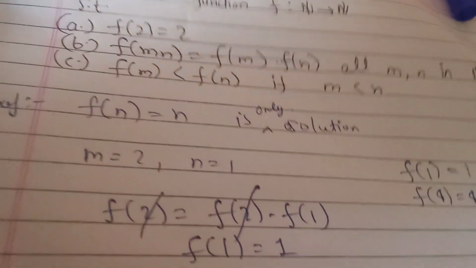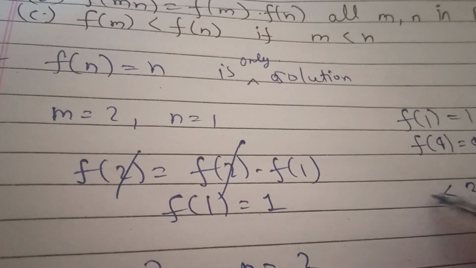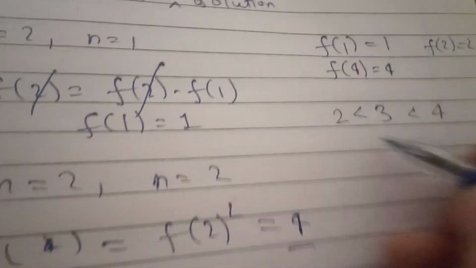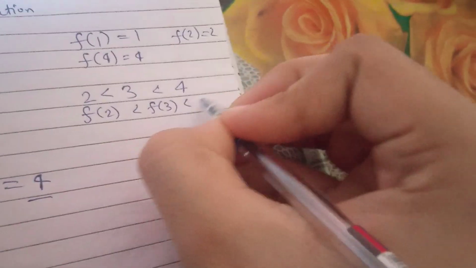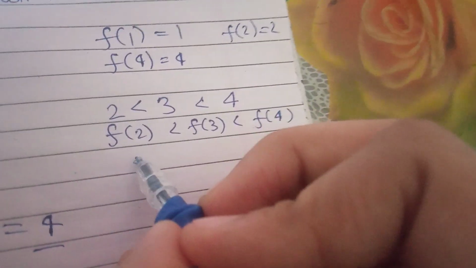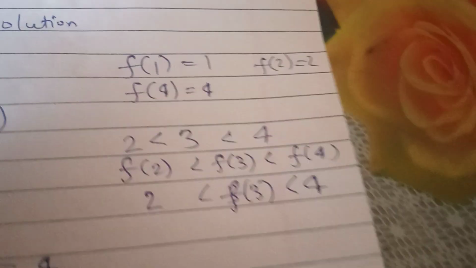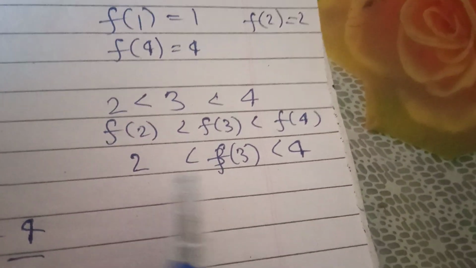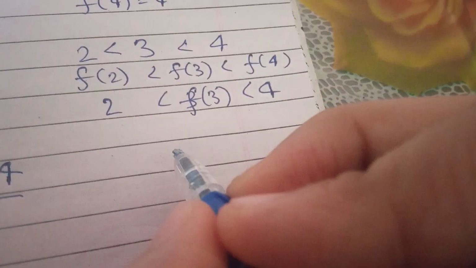Yeah, we can find f(3) using the third condition. We know that 3 is greater than 2 but less than 4. So f(2) will be less than f(3), and f(3) will be less than f(4). And we know all these values: it is 2, it is f(3), and it is 4. So f(3) lies between 2 and 4. Since the function is defined for 3, it must be some value, but f(3) is a natural number, so it will forcefully become f(3) equals 3.